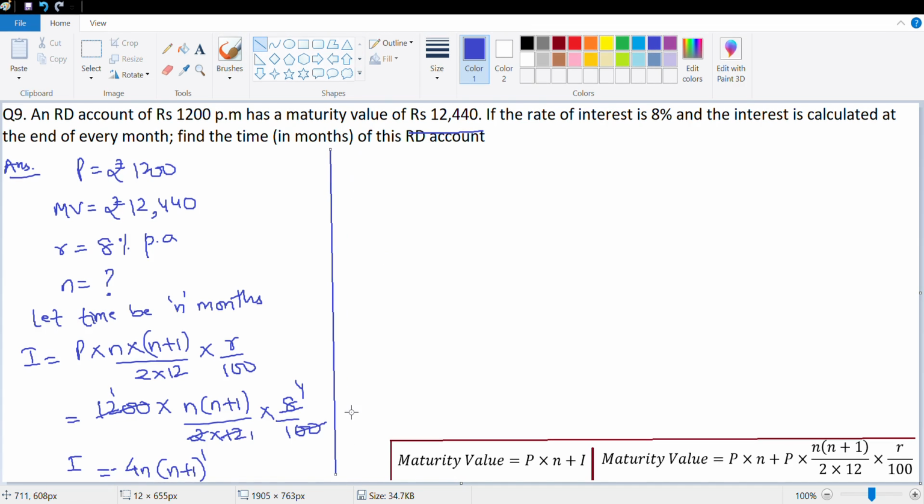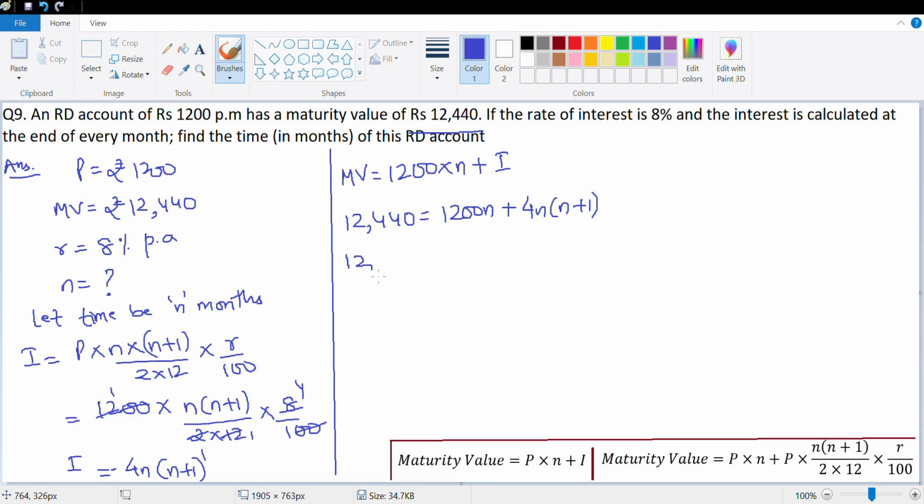That's the interest. We know maturity value is equal to P, which is 1200 into n plus I. So maturity value is 12,440, which is equal to 1200n plus I, which is 4n times n plus 1. We'll get into a quadratic which we'll have to solve. Let's open the brackets. So this is 12,440 is equal to 1200n plus 4n squared plus 4n.